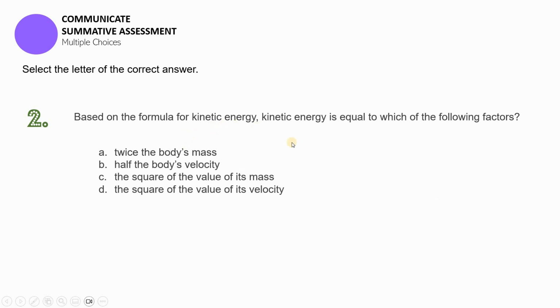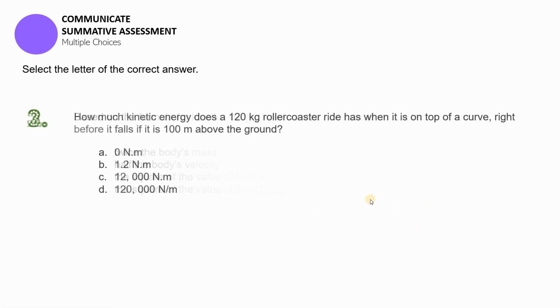Based on the formula, kinetic energy is equal to which of the following factors? A. Twice the body's mass. B. Half the body's velocity. C. The square of the value of its mass. D. The square of the value of its velocity. Pause this video if you need more time. Are you through? Let us now proceed with question number 3.